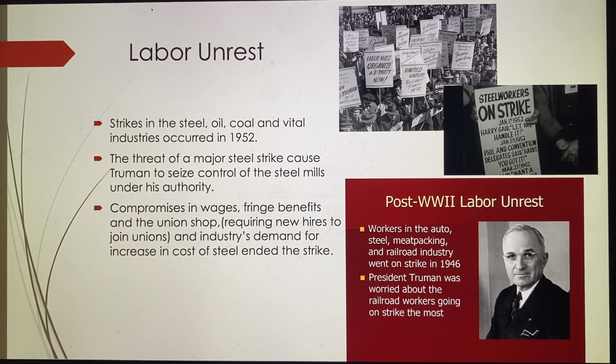So Truman tiptoed around the labor unions, and of course we had the Taft-Hartley Act in the midst that was looking into labor unions too. So he wasn't all into the labor unions, although he wanted to make everything fair, the Fair Deal. Workers in the auto, steel, meatpacking, and railroad industry went on strike in 1946. President Truman was worried about the railroad workers going on strike the most. So he always looked to say, okay, we don't want to have disasters. We don't want to have violence.